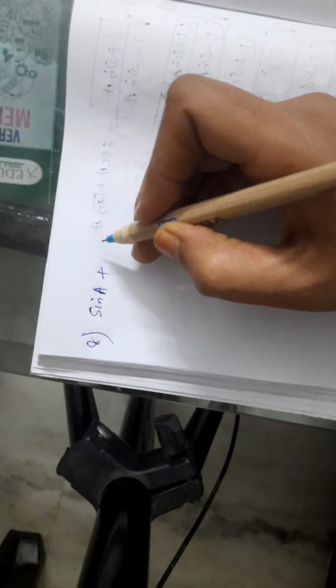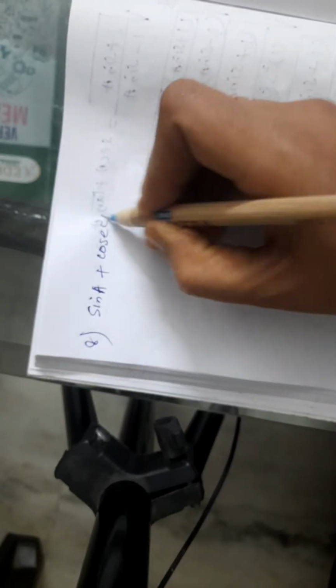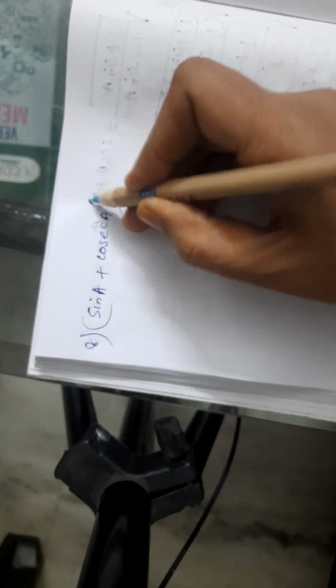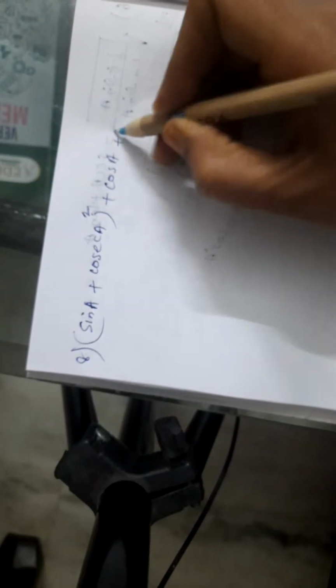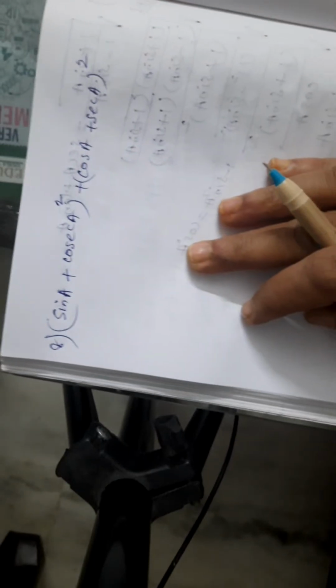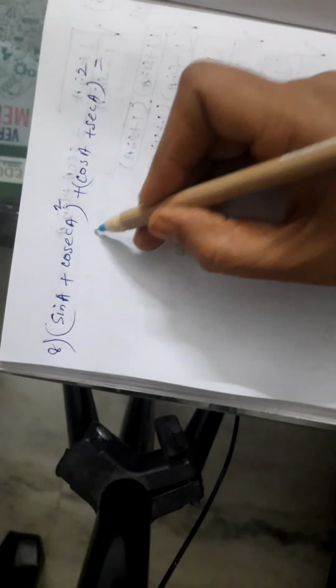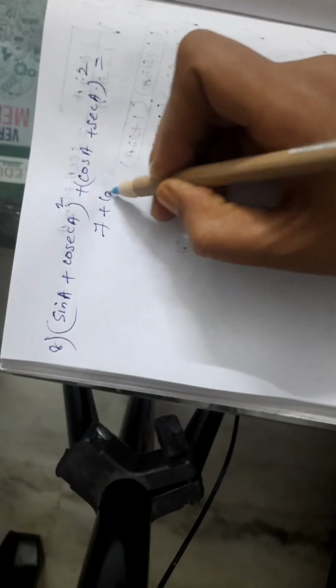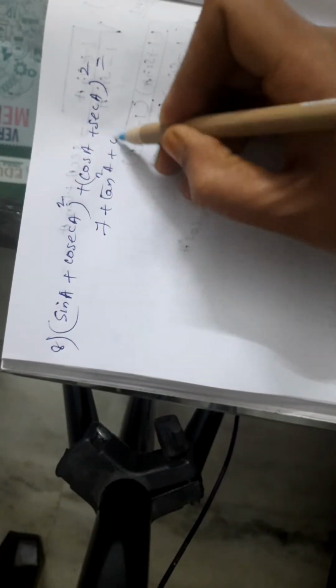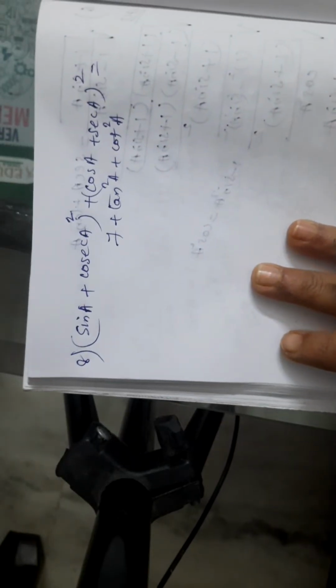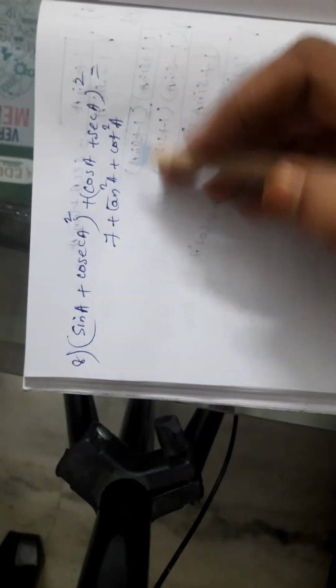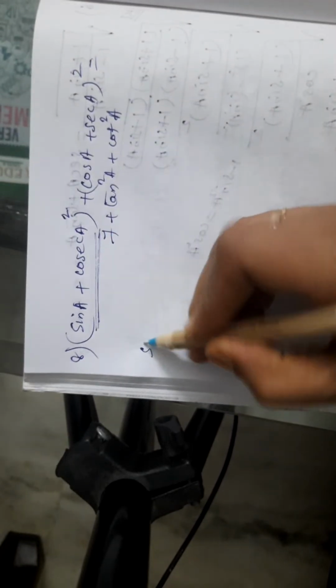Question number 8 is (sin A + cosec A) whole square plus (cos A + sec A) whole square. We need to make it equal to 7 + tan square A + cot square A. This question is also very easy, though it looks difficult. Simply we'll write the whole square formula here.